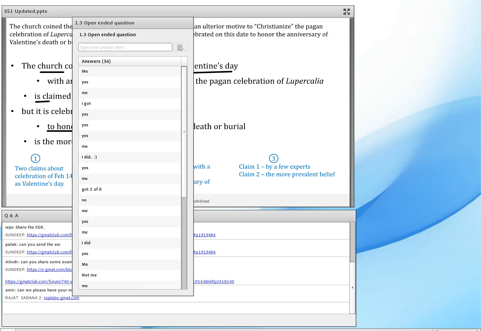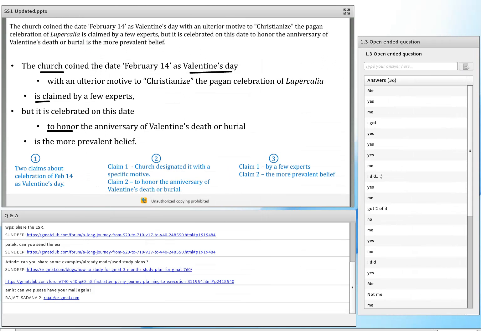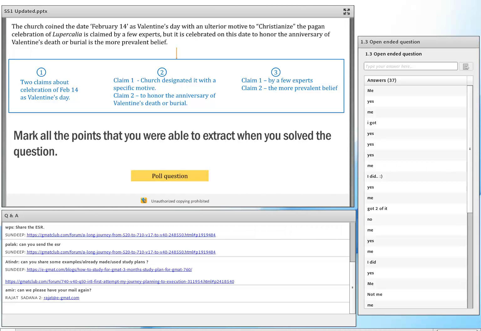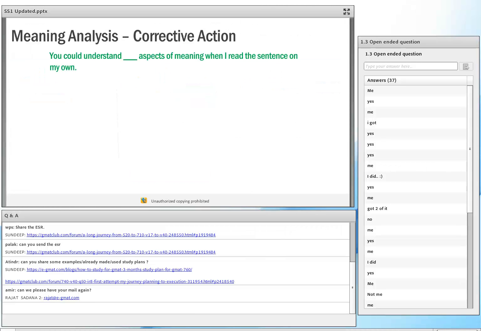So let's look at this. Essentially, there are two claims that the church makes. Claim one is that Valentine's Day was designated with an ulterior motive to Christianize the pagan celebration. Claim two is to honor the anniversary. And then you can see claim one is by a few experts, claim two is the more prevalent belief.